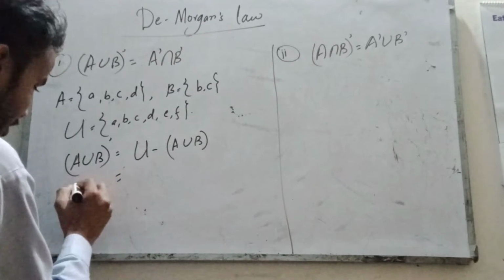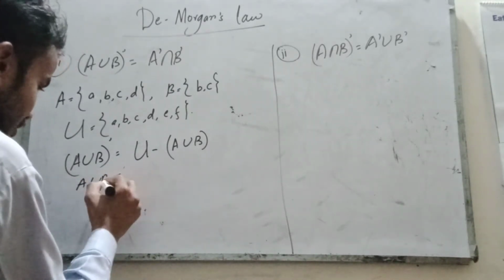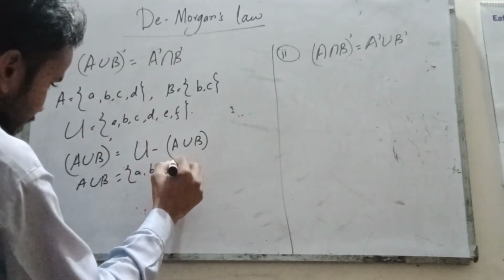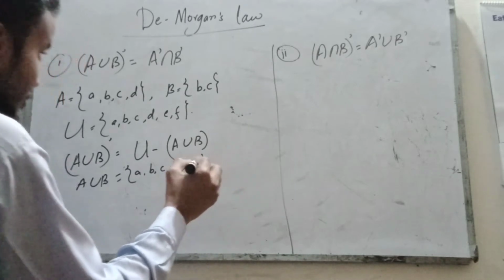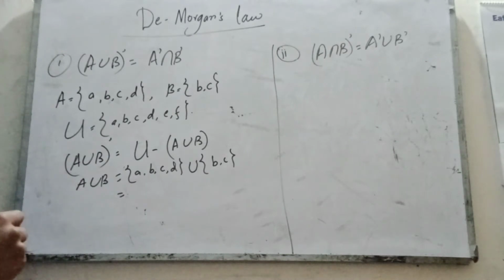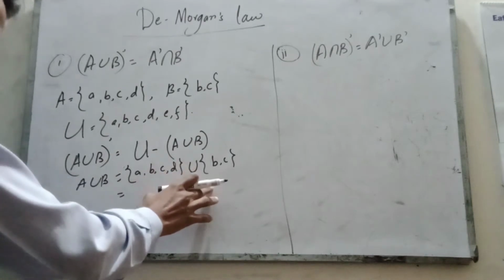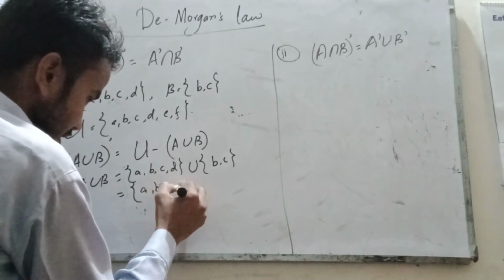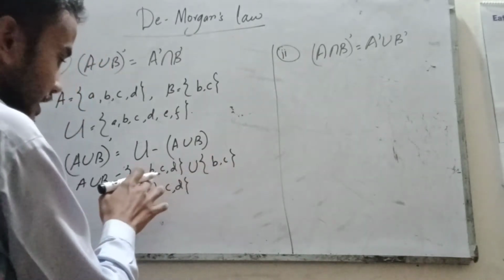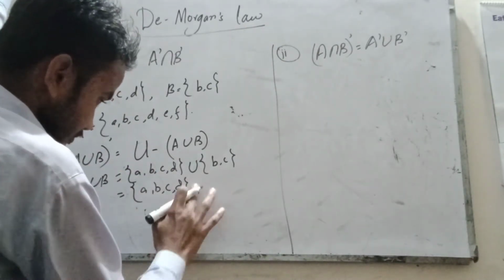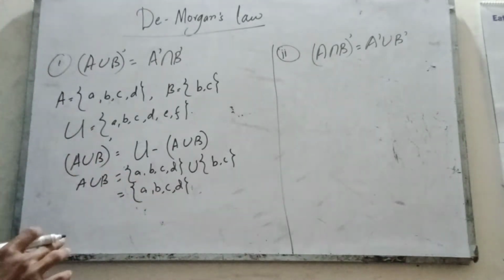So first find A union B. A union B is equal to, what are the values? A, B, C, D union the B set, which is B comma C. We know that for union we just arrange the elements in one set. So we can arrange here A, B, C, D, because B and C are already in the A set. So this is the union of the two sets.